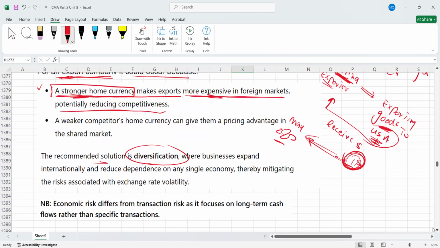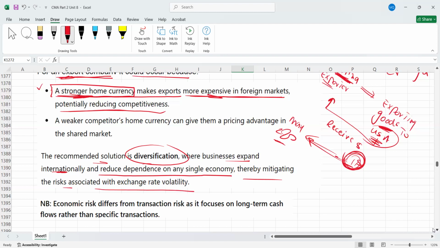Because if you are doing trade with one country, then you are dependent on the exchange rate of that country, right? But you should diversify. Diversify means try to export your products to different countries, so then you will not be exposed to the risk of one currency, right or wrong? So through diversification, you can mitigate this risk. This is what they're saying: the recommended solution is diversification, where businesses expand internationally and reduce dependence on any single economy, thereby mitigating the risk associated with exchange rate volatility.